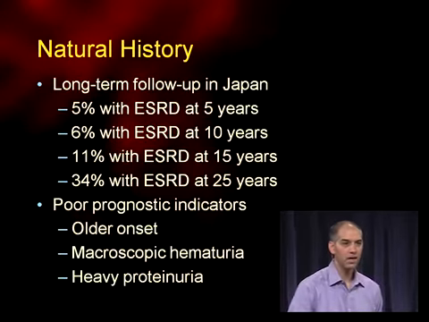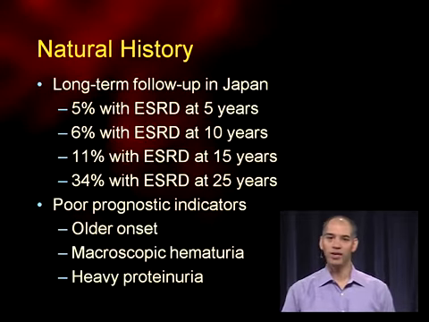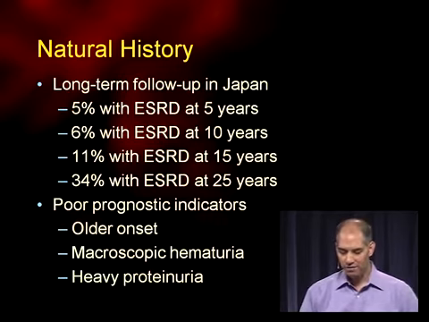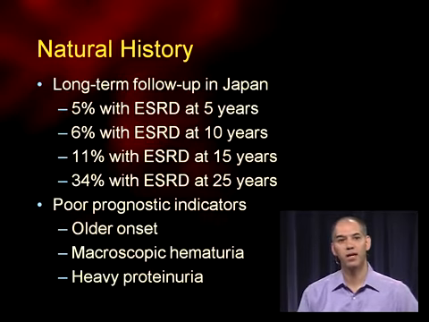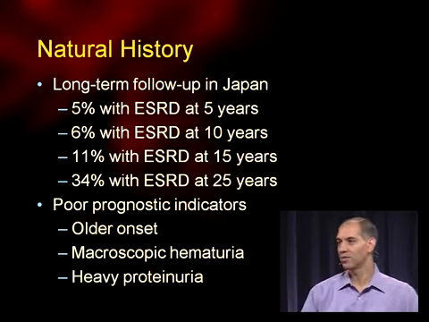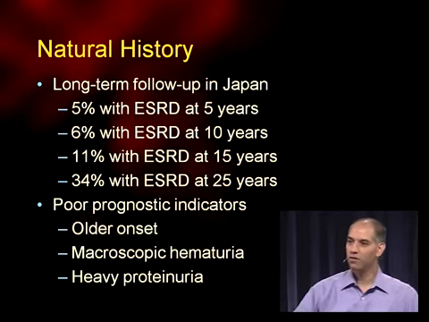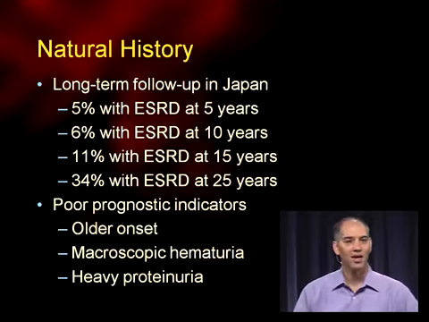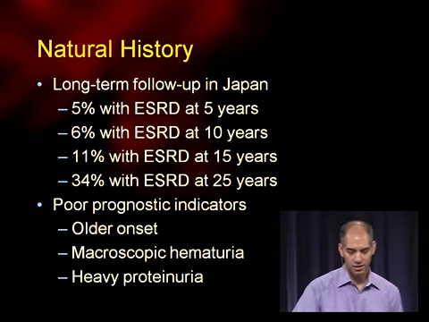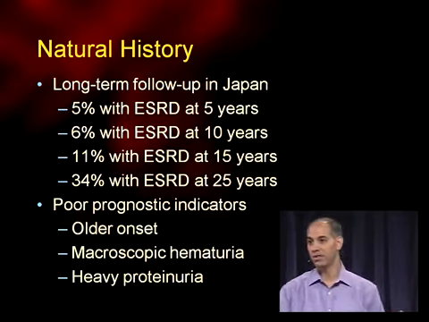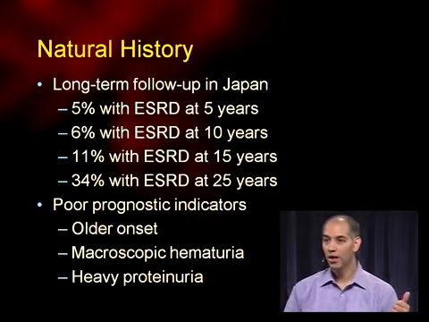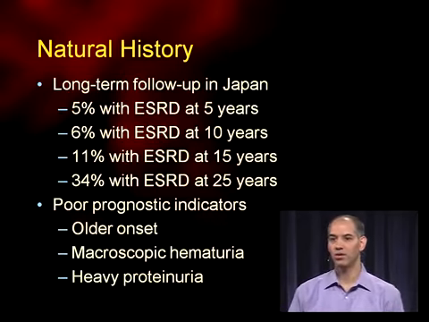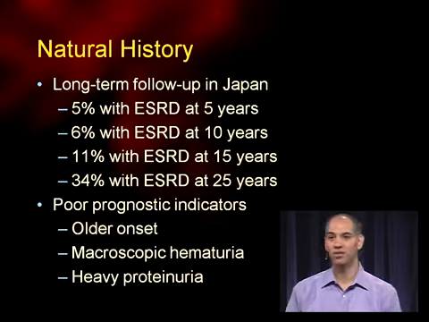The long-term follow-up in Japan, again, we initially thought that this was a benign disease. At 5 years, only 5% of the people had renal failure. Even at 10 years, it was only 6% of the people. But if you follow people long enough, 20, 30 years after they were diagnosed with this illness, about a third of them are on dialysis. The things that portend a worse prognosis here: older onset. Now, this is not a pediatric older onset. This is age over 50 when you're diagnosed.